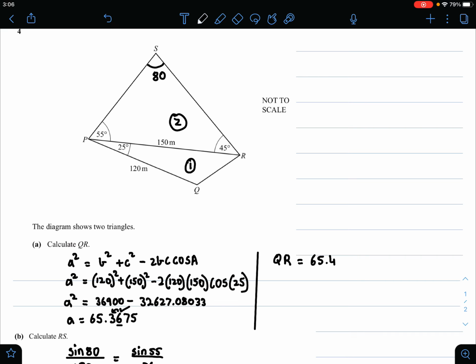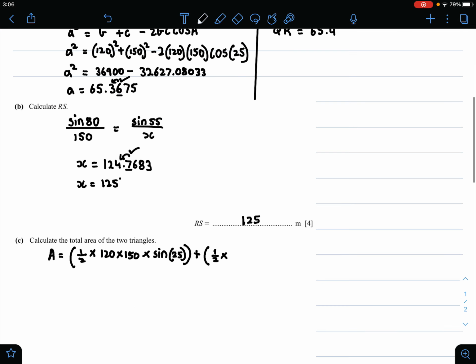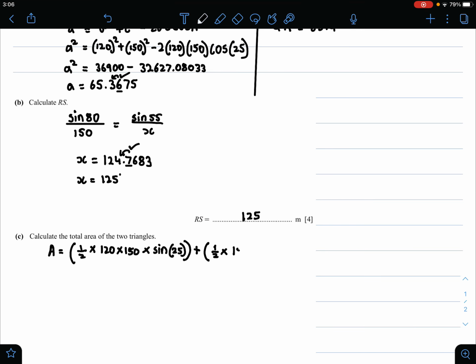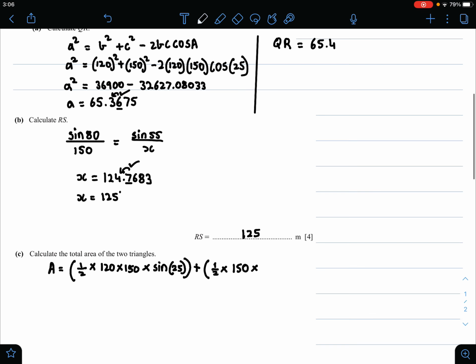So we know two sides in this case, that is PR and SR or RS, and the angle in between them, which is 45. So half multiplied by 150 multiplied by RS, as we found in the previous question, that is 124.7683 multiplied by sine 45, which is the angle in between both those sides. So now all you need to do is input your calculation into the calculator.